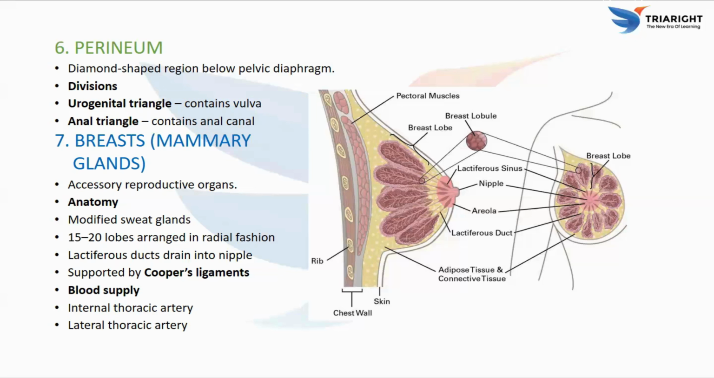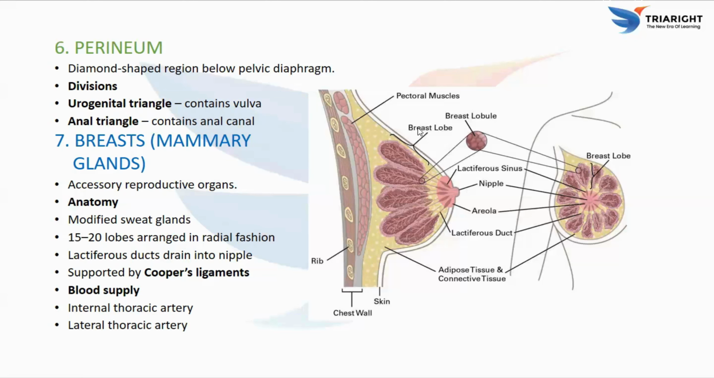Now, how is blood supplied to the breast? The breast receives blood mainly from the internal thoracic artery, which is also called the internal mammary artery. These arteries also make sure breast tissue gets enough oxygen and nutrients. This is also a job done by the lateral thoracic artery.